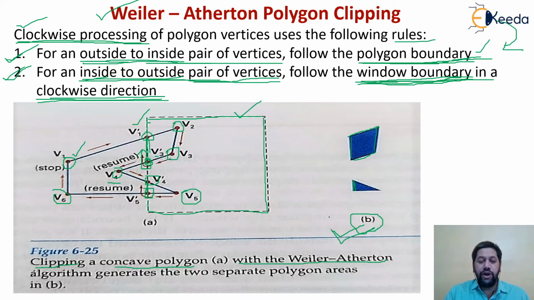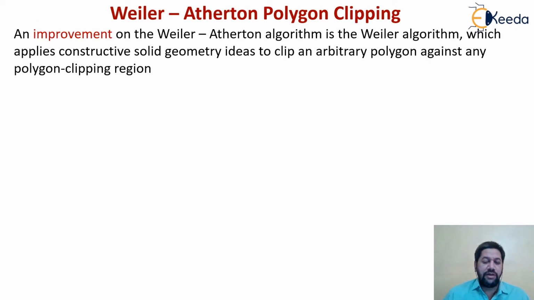So let us continue our discussion and move further about the Weiler-Atherton algorithm. I hope all of you have understood the procedure with the help of this diagram. There is one more improvement possible on the Weiler-Atherton algorithm, and that improvement is simply known as the Weiler algorithm, which applies constructive solid geometry ideas to clip an arbitrary polygon against any polygon clipping region.